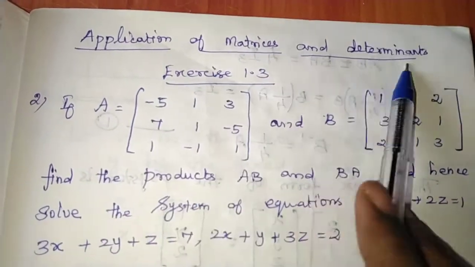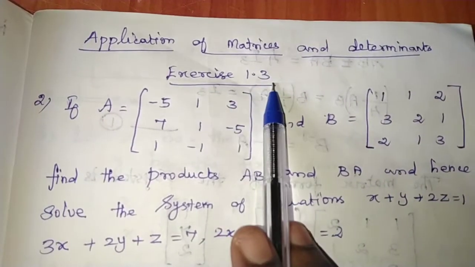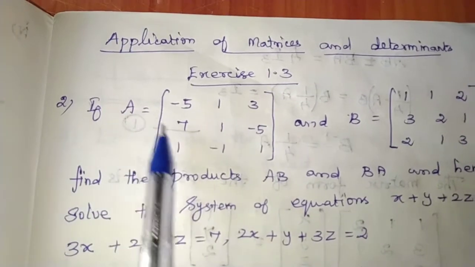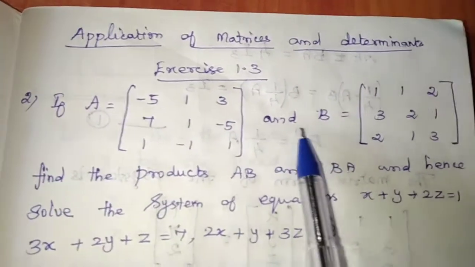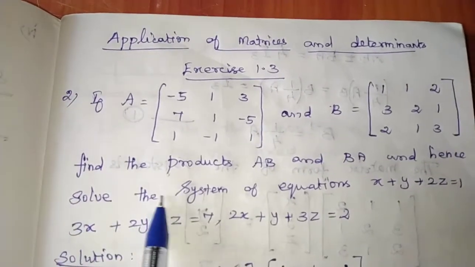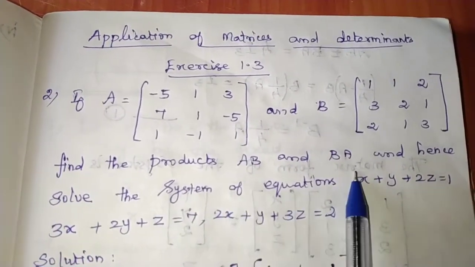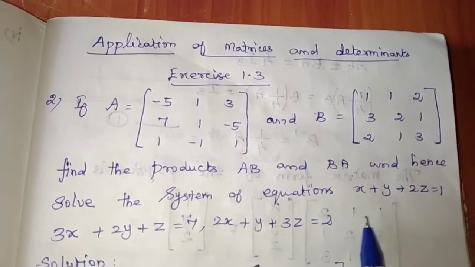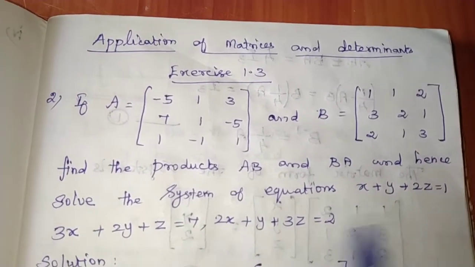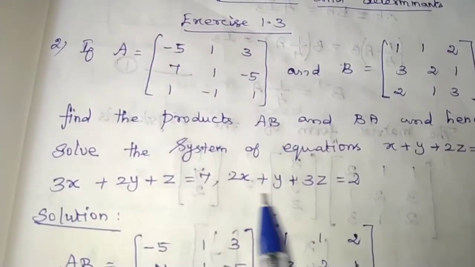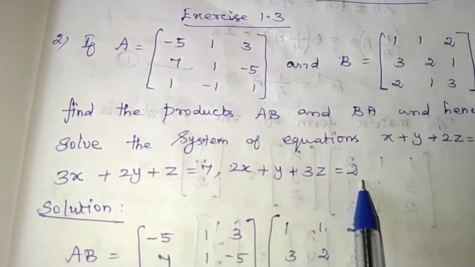Application of matrices and determinants, exercise 1.3, second sum. If A equals a 3 by 3 matrix given and B equals another 3 by 3 matrix, find the products AB and BA and hence solve the system of equations x plus y plus 2z equals 1, 3x plus 2y plus z equals 7, 2x plus y plus 3z equals 2.